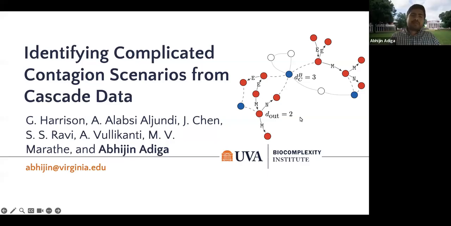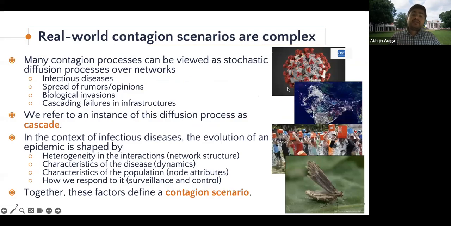Hi, I'm Abhijin, presenting Identifying Complicated Contagion Scenarios from Cascade Data. Many real-world phenomena can be modeled as diffusion processes over networks. One example is the COVID-19 pandemic. So we refer to an instance of this diffusion process as a cascade.